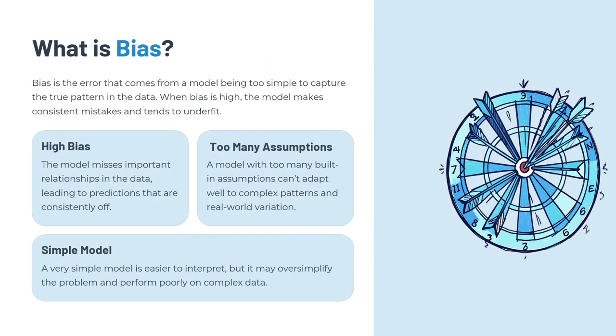So let's start with bias. Bias measures how much a model oversimplifies the problem. A high bias model makes too many assumptions and fails to learn important patterns. As a result, it performs poorly even on training data. Think of a student who studies only the basic concepts and ignores the details. They may understand the topic partially, but they won't score very well in the exam. This is called high bias.